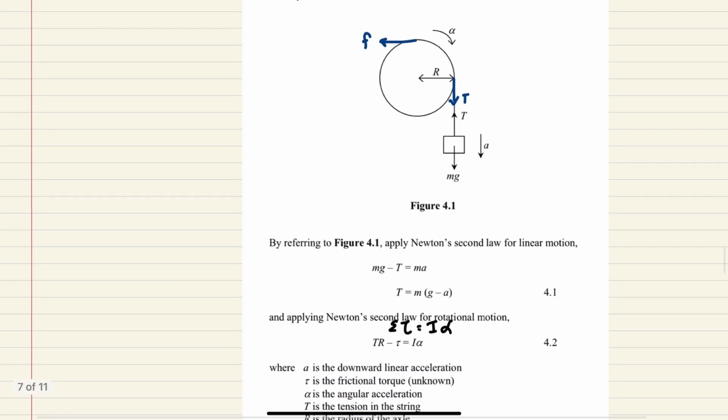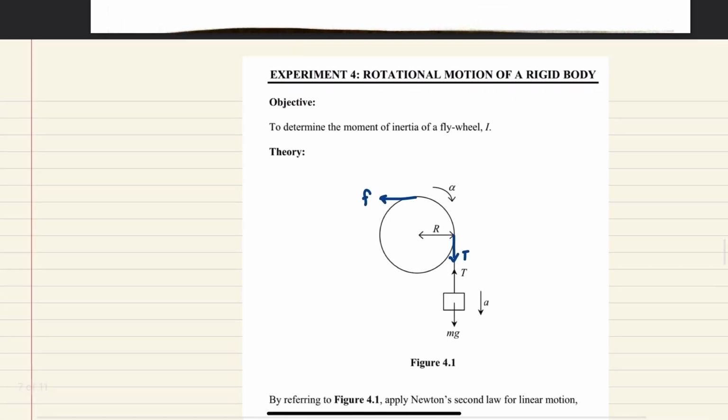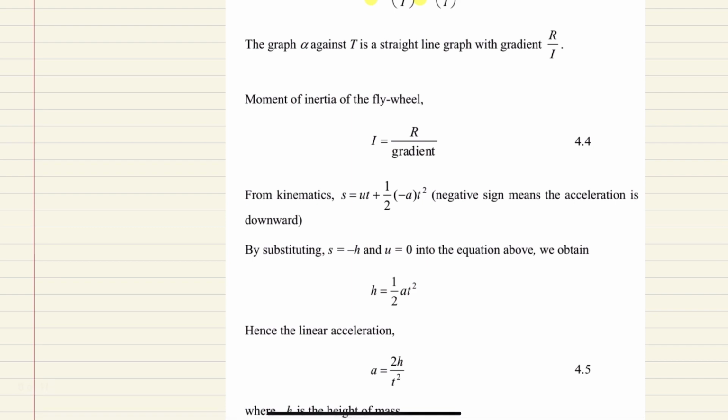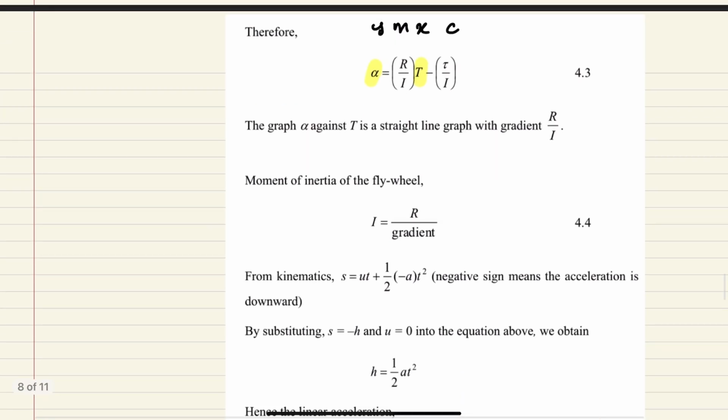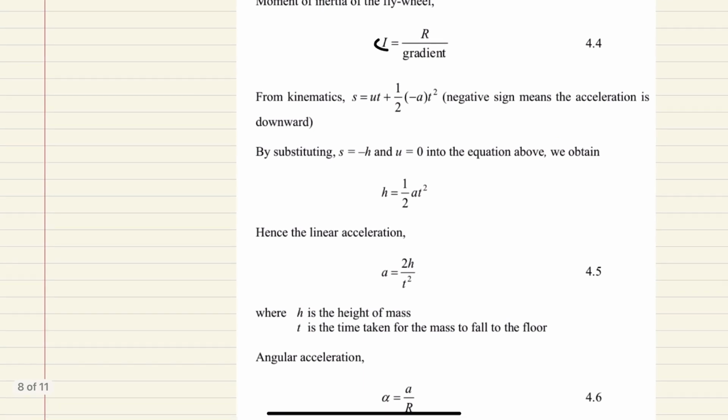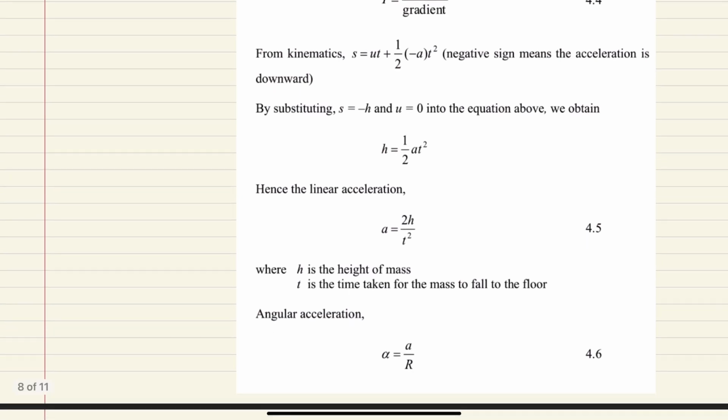So go back to the initial objective here: to determine the moment of inertia of the flywheel, I. So basically they want you to determine the value of I. From the gradient you can find the I, that one would be the experimental value. Theoretical value, I will give you, I will write it inside Telegram. And then this one is from the linear equation. You can rearrange and you can write down all these values here.